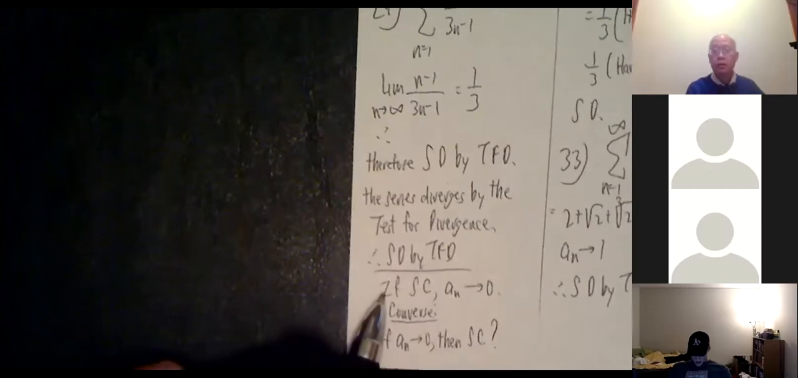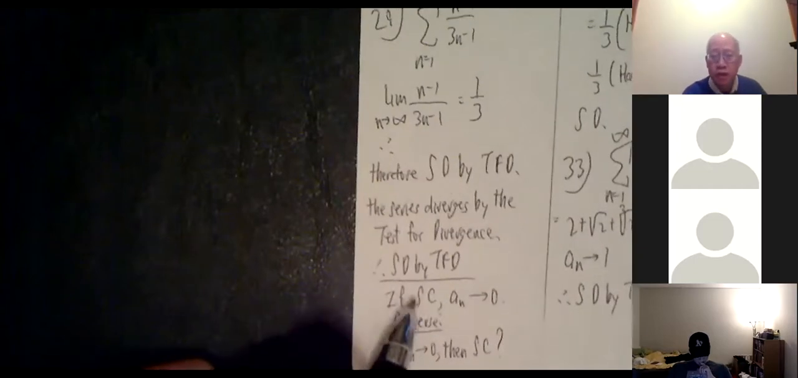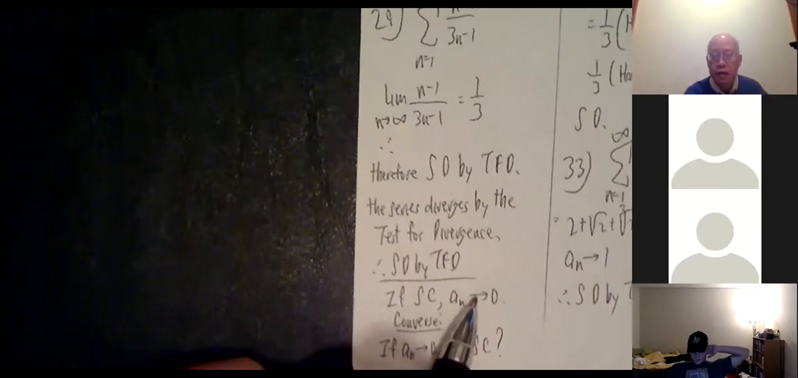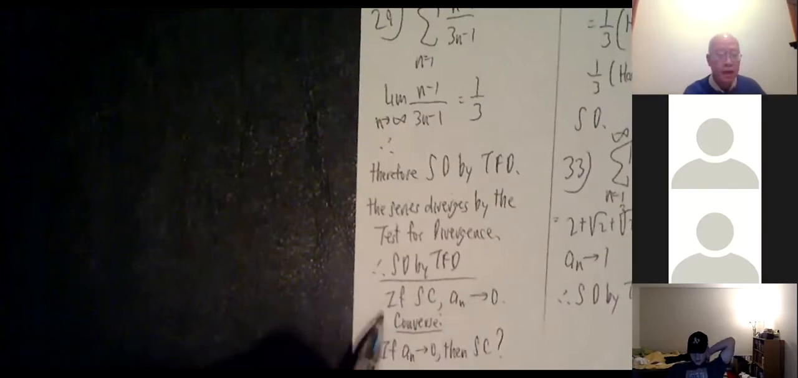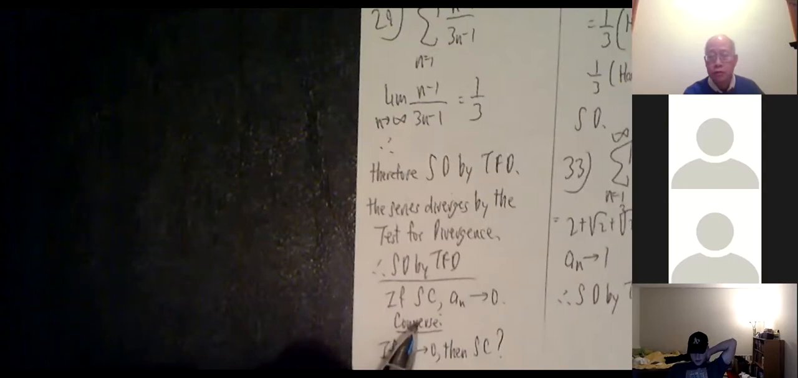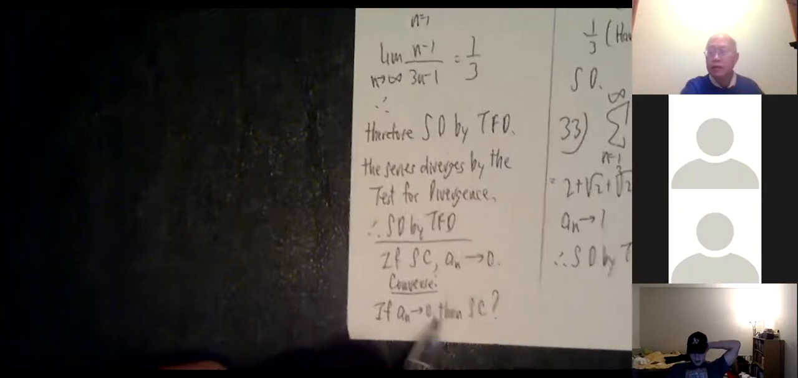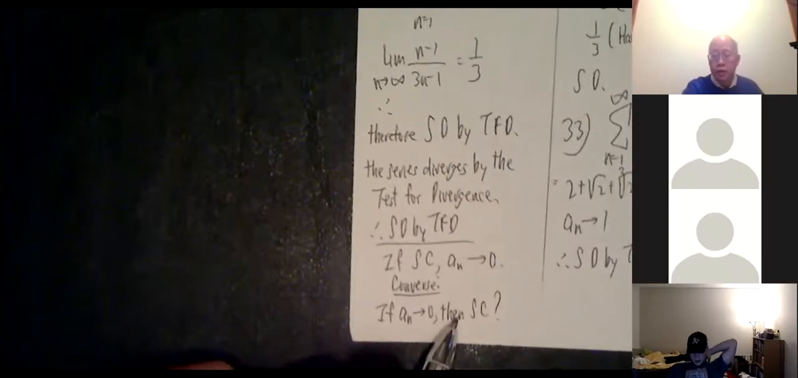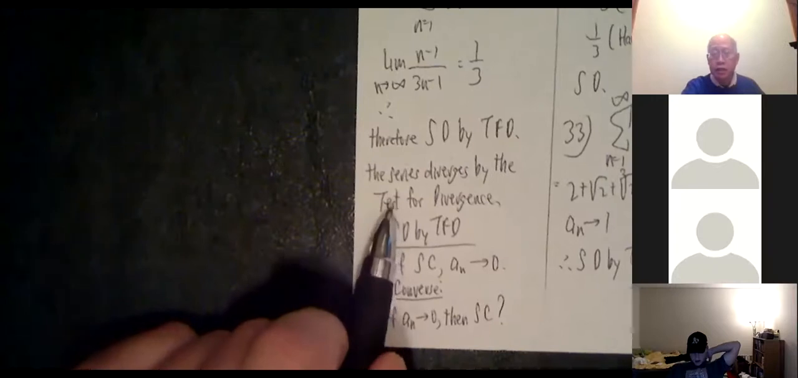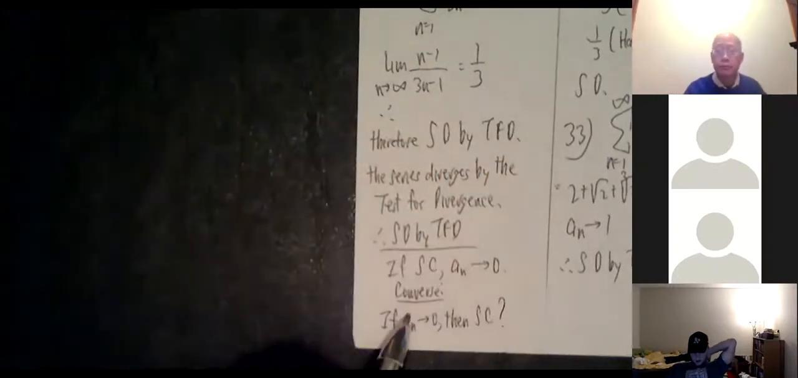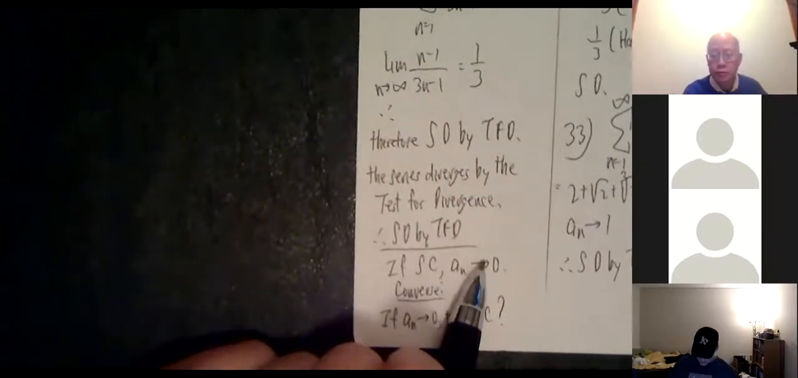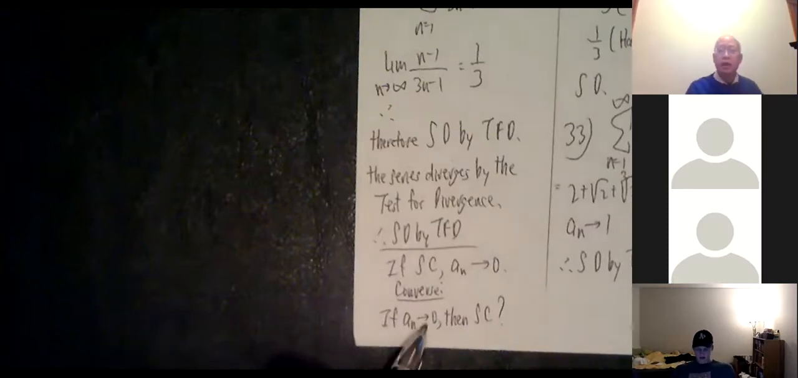So if the series converges, A sub n approaches 0. Is the converse true though? In other words, if I just switch around the if and the then: if A sub n approaches 0, does that automatically mean the series converges? So right now we have it one direction. The series converges, then we know A sub n approaches 0. How about the other way around?